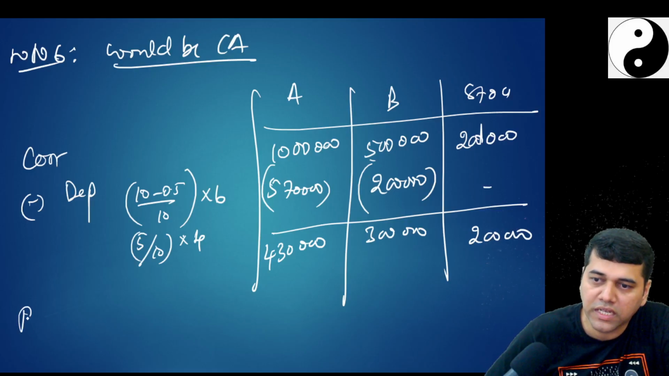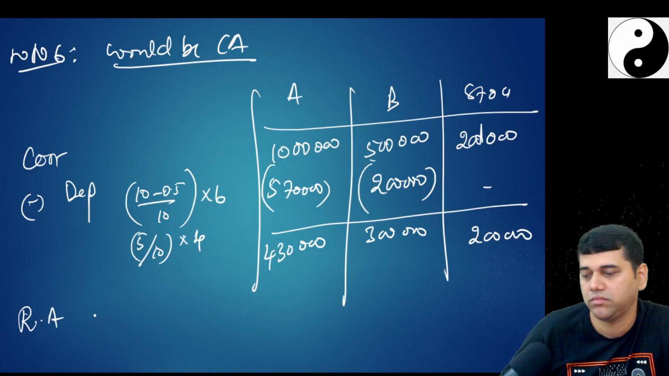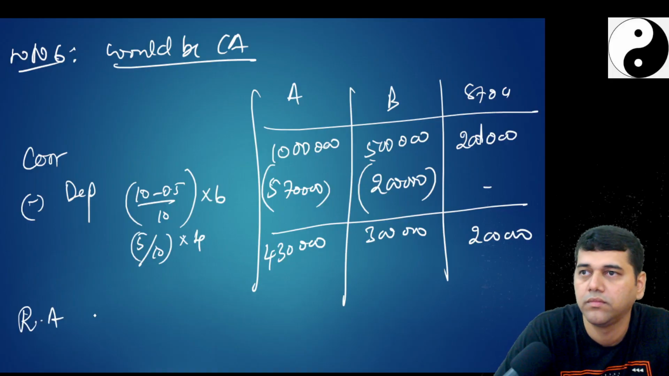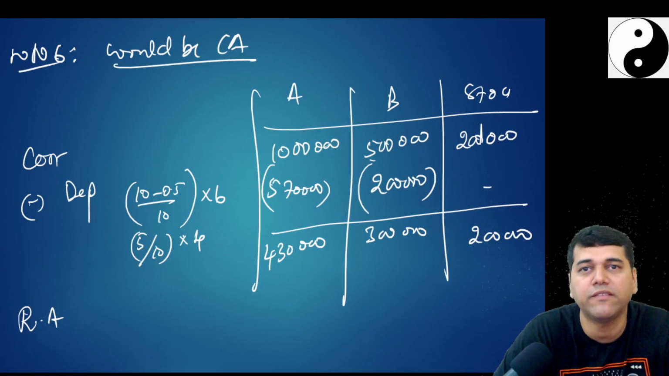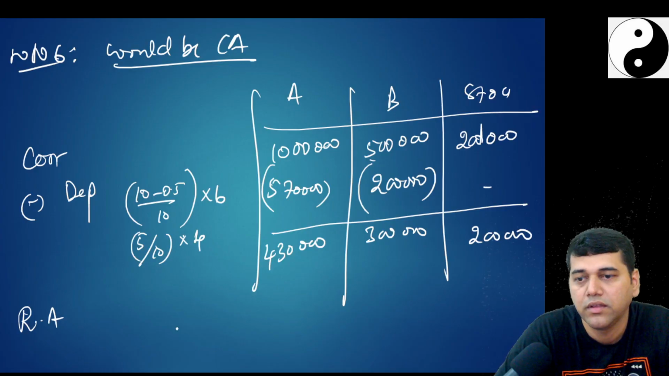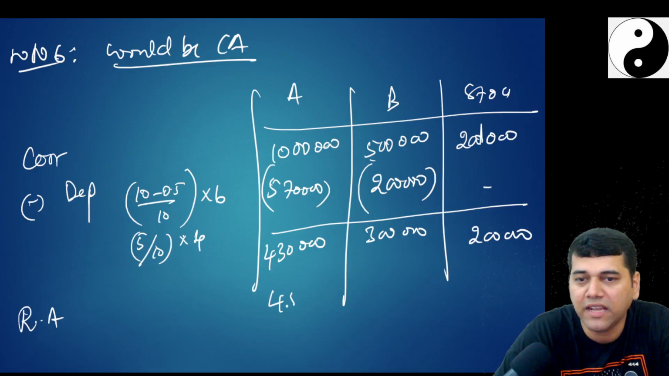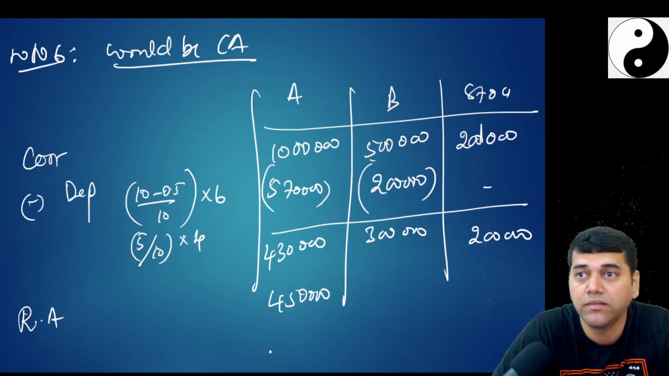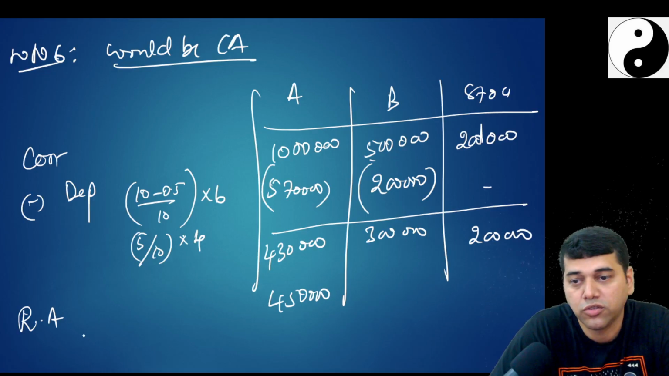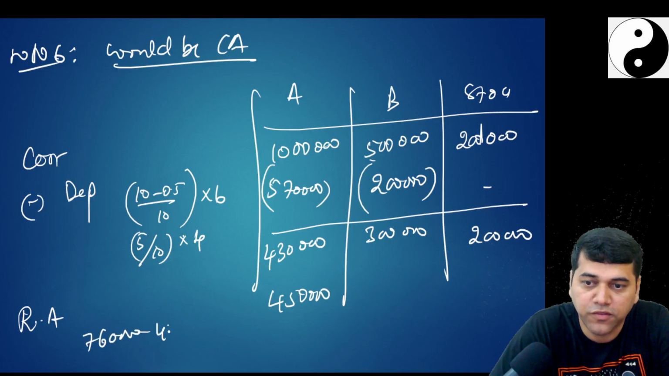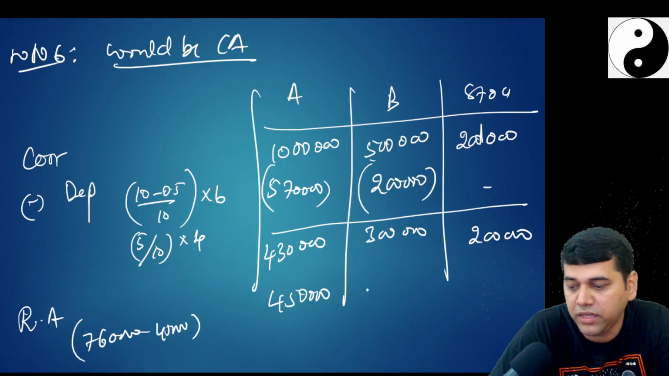Now what is your recoverable amount? Because at the individual machine level, I will take whichever is low there. Recoverable amount is 4 lakh 50 for A. A and B together how much? So 7 lakh 60 minus 4 lakh 50, is it going to give me 3 lakh 10?